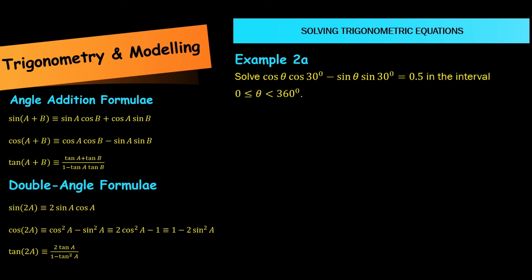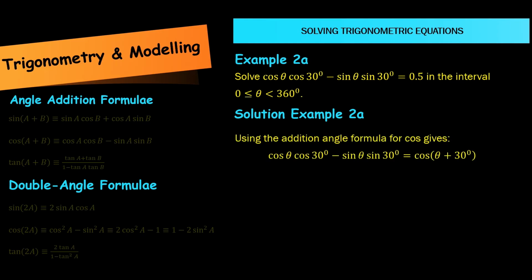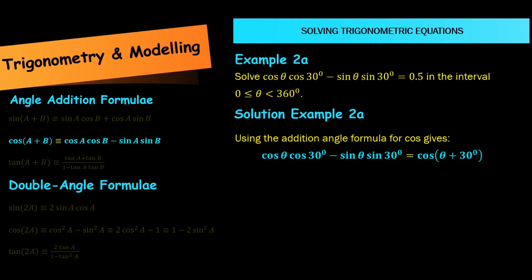Let's take a look at part A first. We're required to solve cos theta cos 30 degrees minus sine theta sine 30 degrees equals 0.5 in the interval theta between 0 and 360 degrees. So let's solve this. Applying the addition formula for cos gives us that the expression on the left-hand side is equal to cos of theta plus 30 degrees.